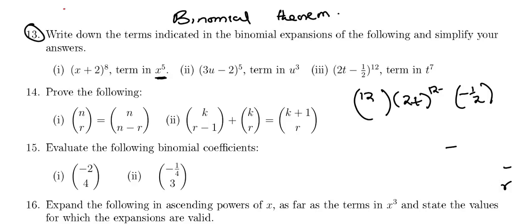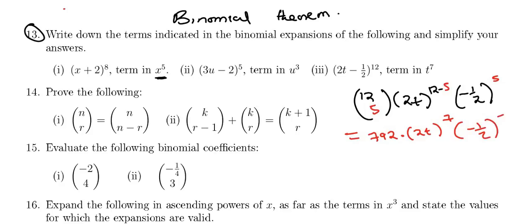The r that we got is a 5, right? So this will be 5, this will be 5, and that's going to be 5. So this is going to be 12 choose 5. By solving this, it's supposed to give you 792. And this is supposed to be 2t to the power 7, negative 1 over 2 to the power 5. So here this is supposed to be 792 with a negative there.